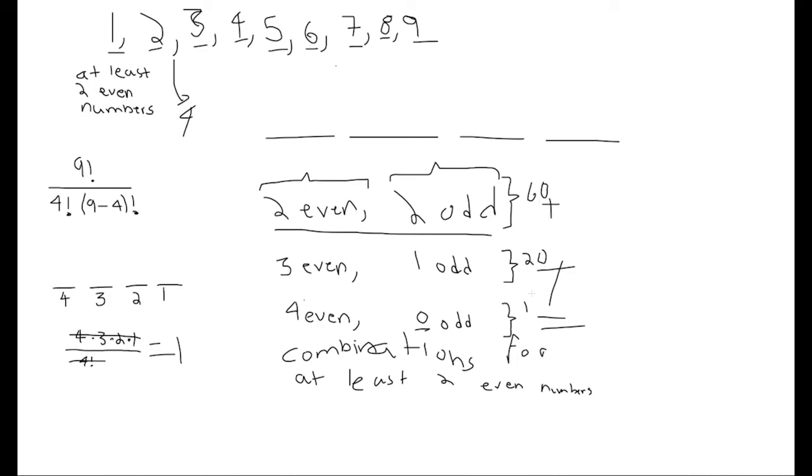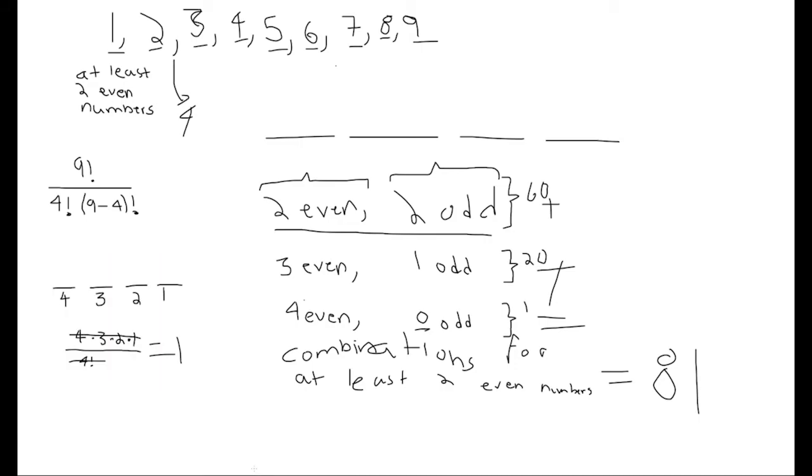Okay, so adding these together, we get the combinations for at least 2 even numbers is equal to 81. So there are going to be 81 combinations to take 4 numbers out, assuming that there are going to be at least 2 even numbers.